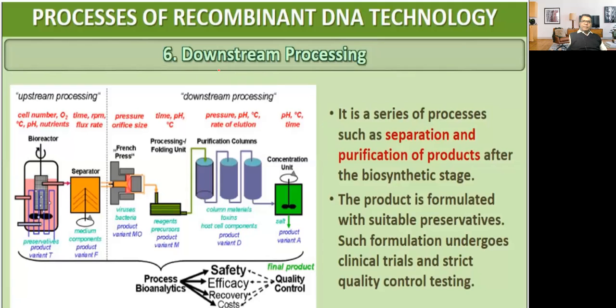Now, next is what? Downstream processing. Now, what do you mean by downstream processing? This is upstream processing. Here there is downstream processing. It is a series of processes such as separation and purification of product after the biosynthetic stage. The product is synthesized, but there may be so many impurities. So what is downstream processing? It is the separation and purification of product.